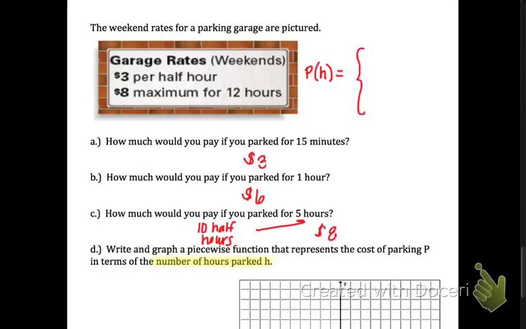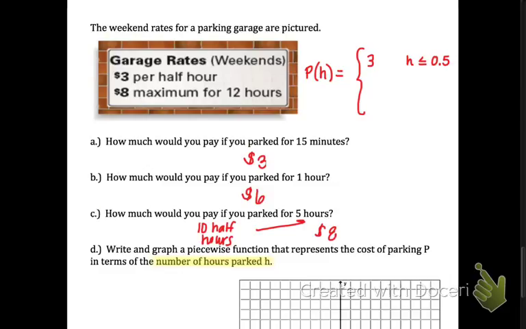So P of H, cost of parking per hour, is going to be, this one's going to have 3 different cases. Up to the first half an hour, I'm going to pay $3. So that would be values of H that are less than or equal to 0.5. As long as my time is a half an hour or less, I only have to pay that initial $3. Then, let's think about what happens.